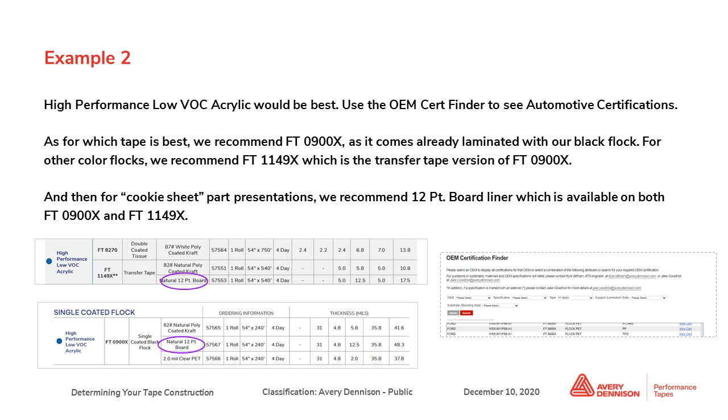So as in a review here, we have the high-performance low VOC acrylic, which is offered on the flock tape version of that FT0900X. And then we offer that in a 12-point board version, but also in polyester liners and poly-coated craft liners as well.